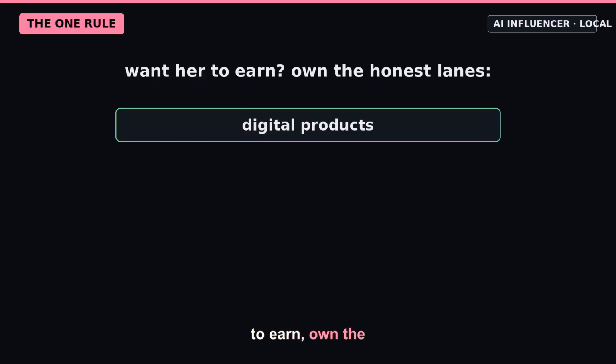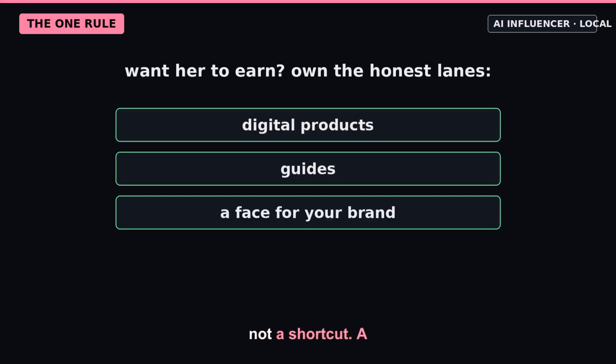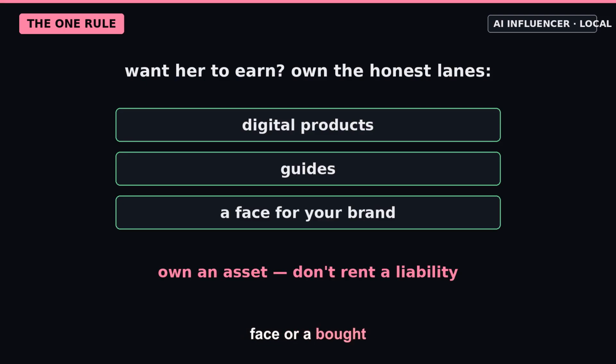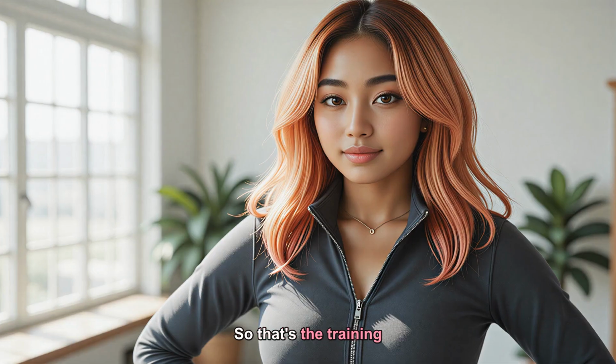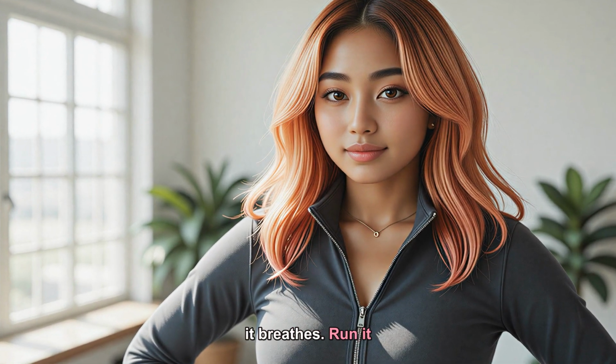And if you want her to earn, own the honest lanes. Digital products, guides, a face for a brand you're building. Sell what you make, not a shortcut. A character you own is an asset. A copied face or a bot account is a liability waiting to happen. Build the asset. So that's the training plan. Teach a face instead of waving a photo. Finish it so it breathes. Run it free, run it private, run it yours.